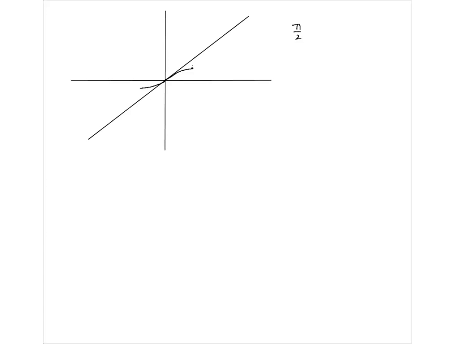Now, for sine inverse, we talked about domain and range. Likewise, we have cos inverse x, tan inverse x, cot inverse x, sec inverse x, cosec inverse x.